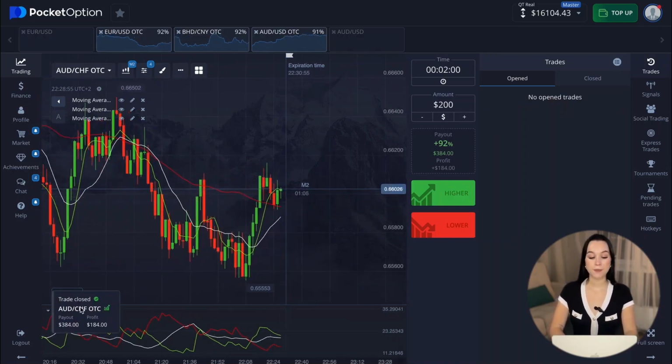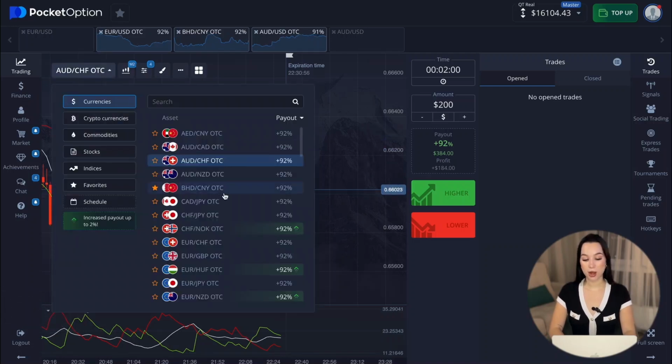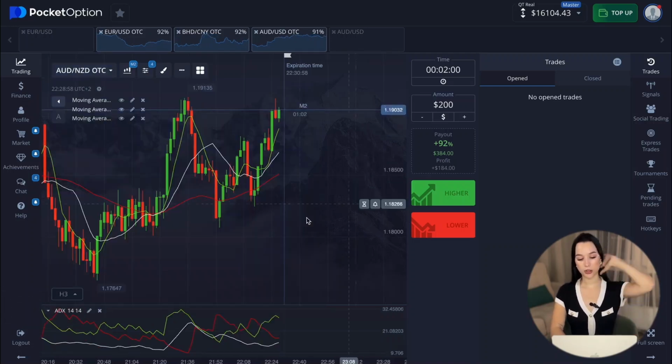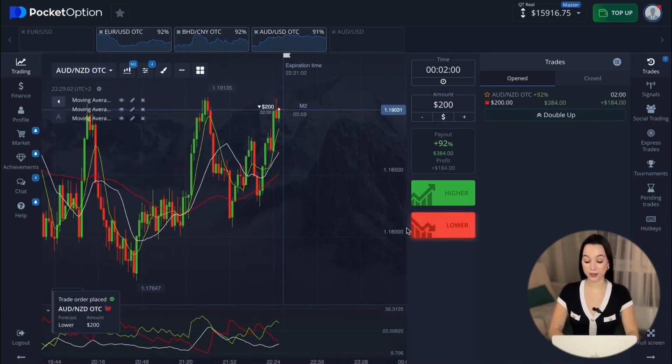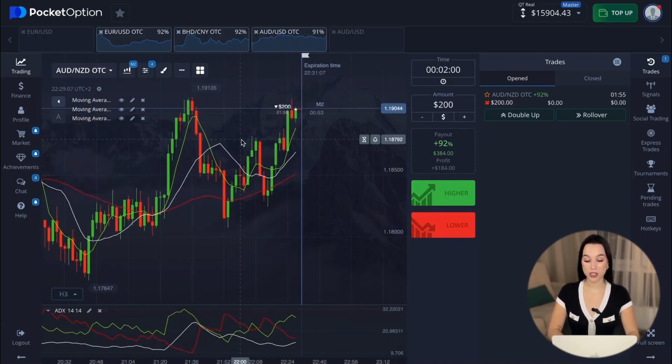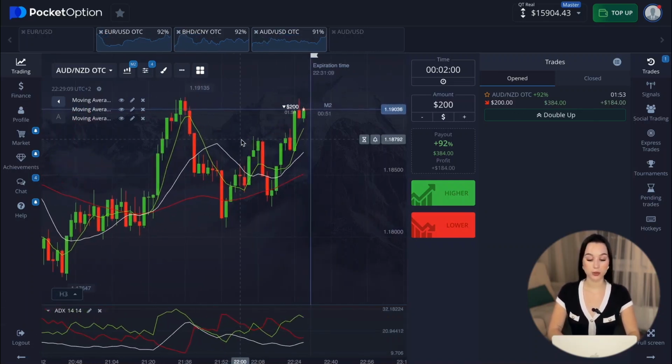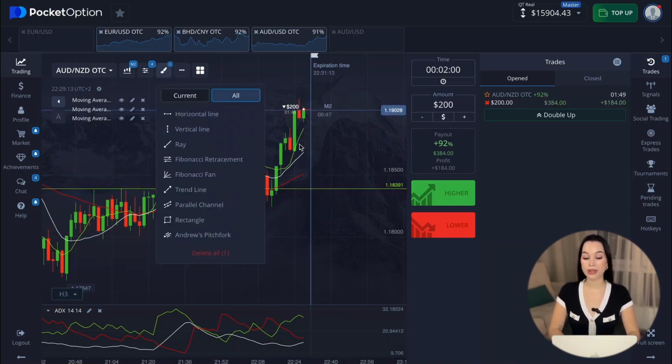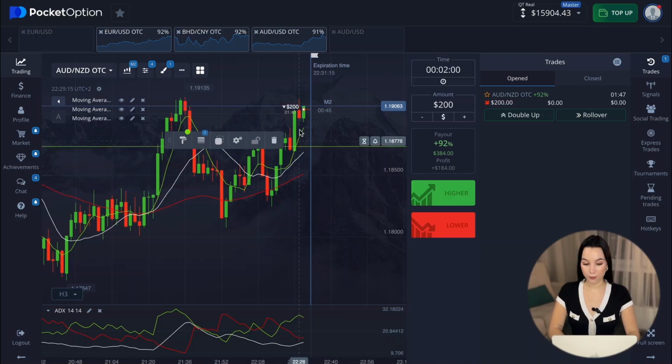So yeah guys, we close this position in a profit. So let's look at the other examples. So here, for example, I already told you about that. Here I open a position for $200 down for 2 minutes as well, and here we can see clearly, I will draw it for you, the resistance level.